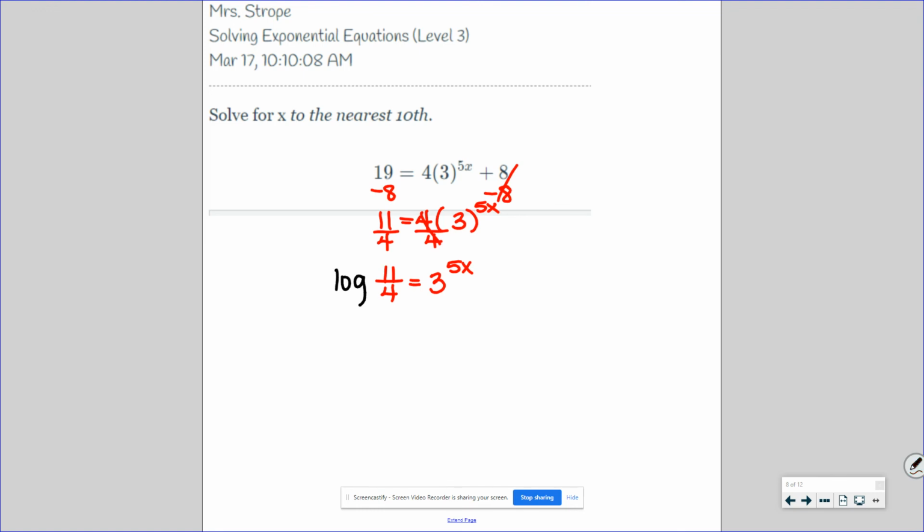Now I'm going to apply a logarithm to both sides. So let me move this out of the way and put a log here in front. And I want to do a logarithm on both sides because I really need this thing here to be moved. So we have log of 11 over 4 is equal to 5x times log of 3. Now I'm trying to solve for x, so I think it makes sense to divide by this log of 3.